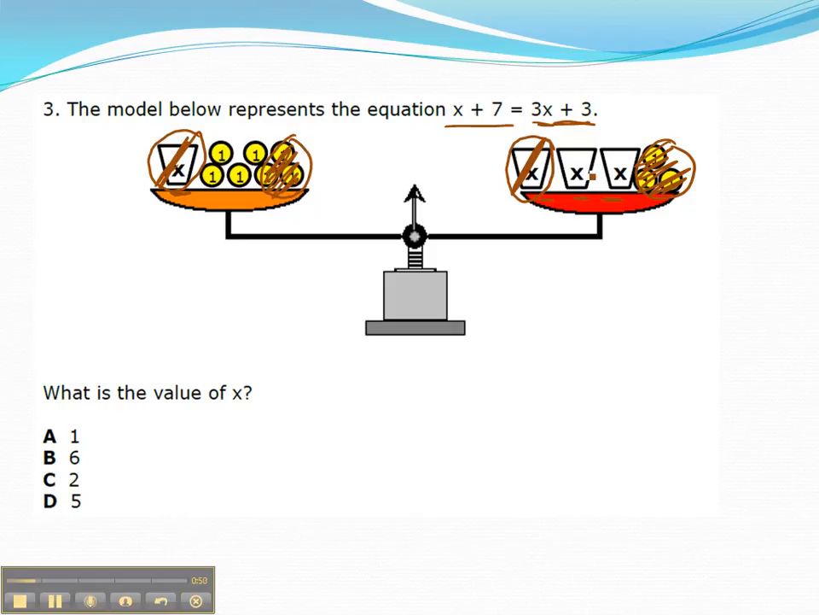Now I know 2 x's equal 4, but I want to know what 1x equals, so I need 2 equal groups. I need 2 equal groups on the left side also, and you can see that each x corresponds to 2 chips equals 2, so x equals 2.